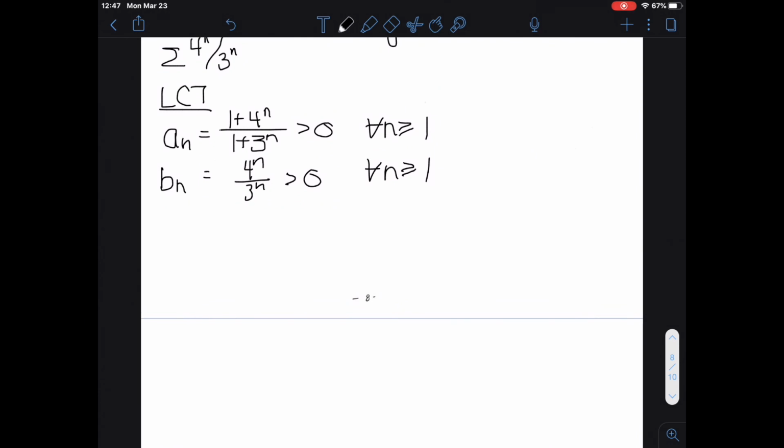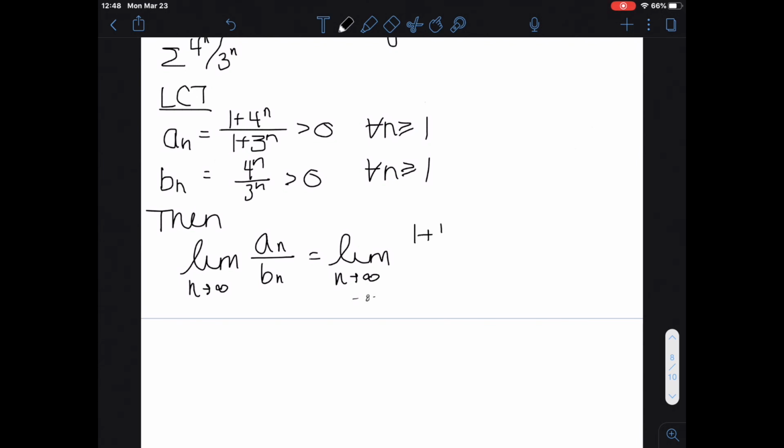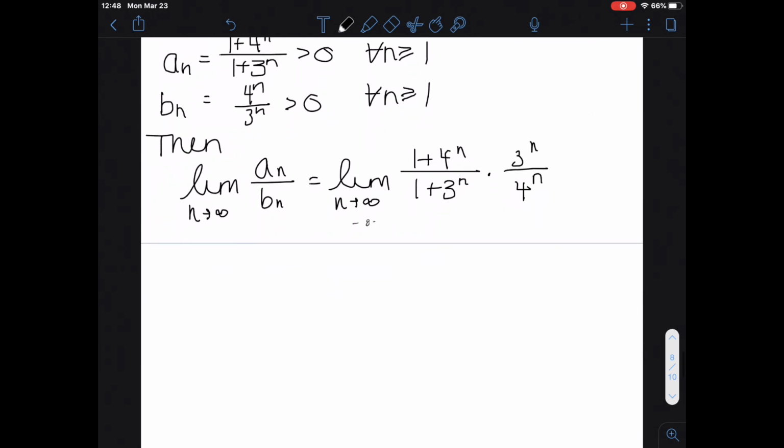So we want to go ahead and take the limit as n approaches infinity of an divided by bn. So this is the limit as n approaches infinity of 1 plus 4 to the n over 1 plus 3 to the n. And you want to go ahead and divide this by bn. So it's the same thing as multiplying by the reciprocal. Okay.